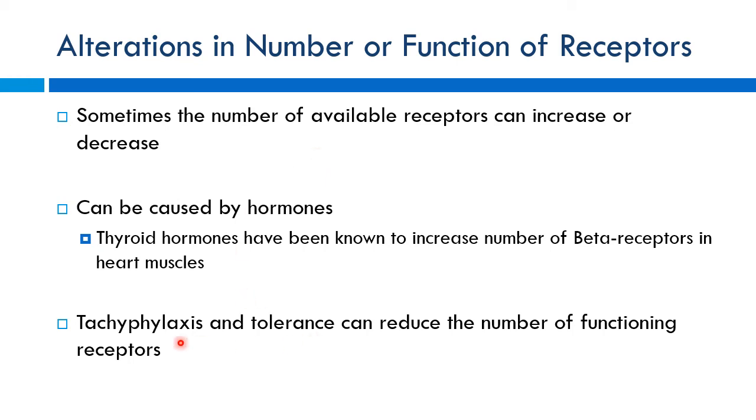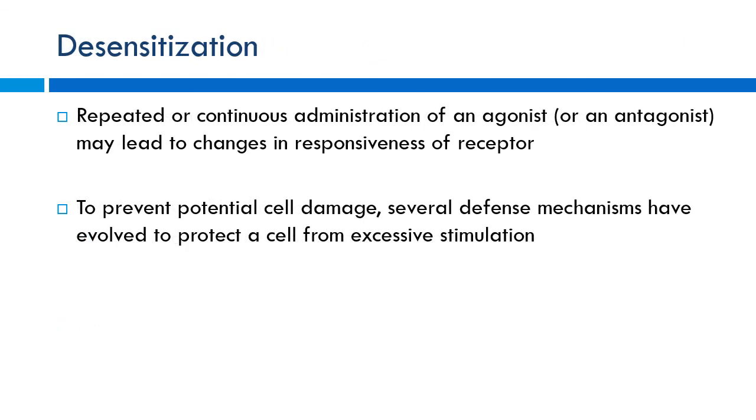And then in some cases, you may find that tachyphylaxis or tolerance is a feature of downregulating receptors, or maybe upregulating as the case may be. So by changing that, you can make the drug potentially less effective. Okay. Some receptors will become desensitized after repeated or continuous administration of an agonist or an antagonist.